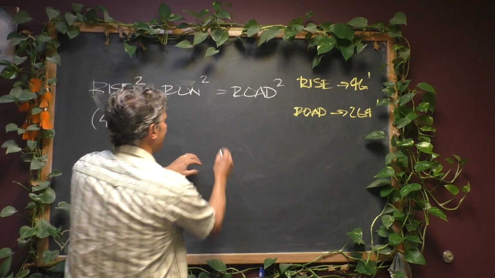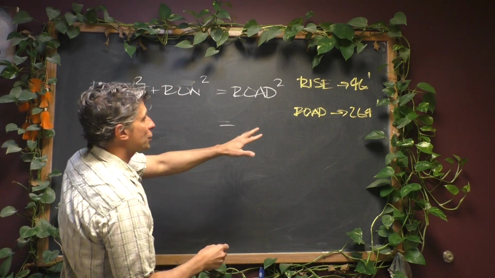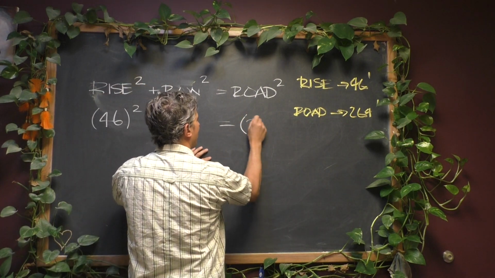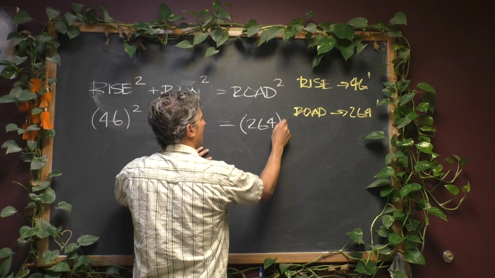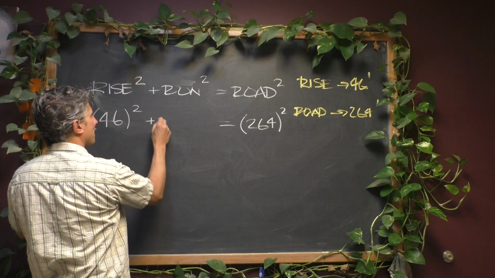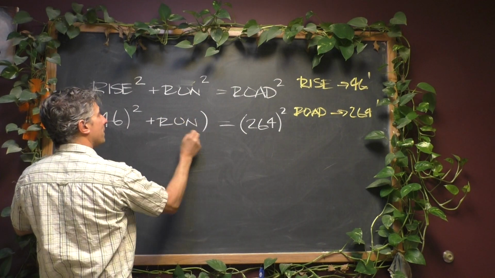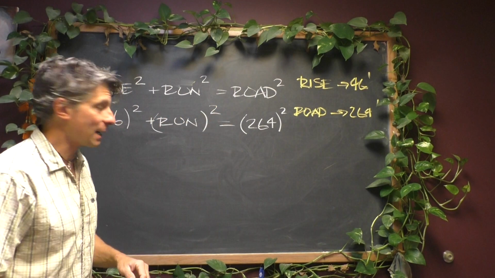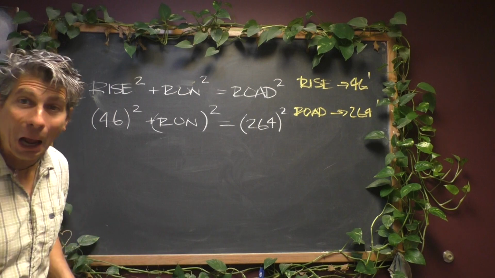I also know over here the road, which is 264 feet, and I'm going to have to square that too. What I don't know is the run, but it's still got to be squared. I don't know why I put it in parentheses, but I did.